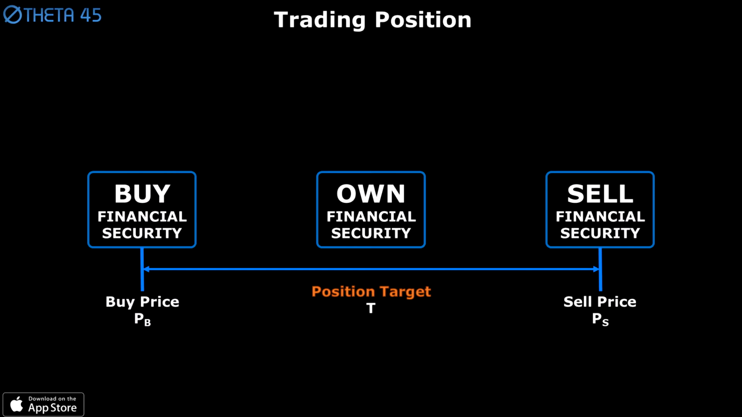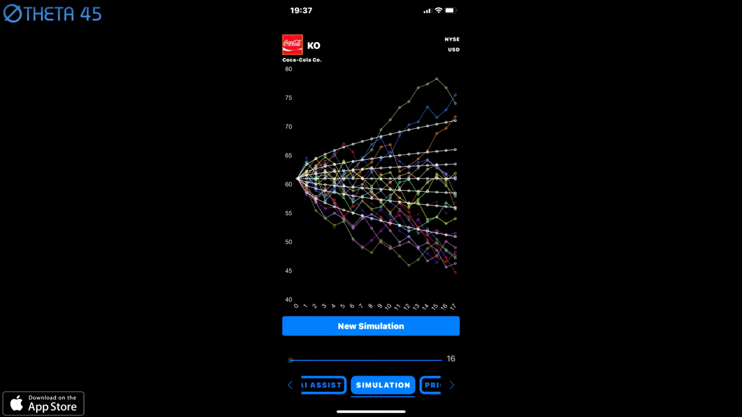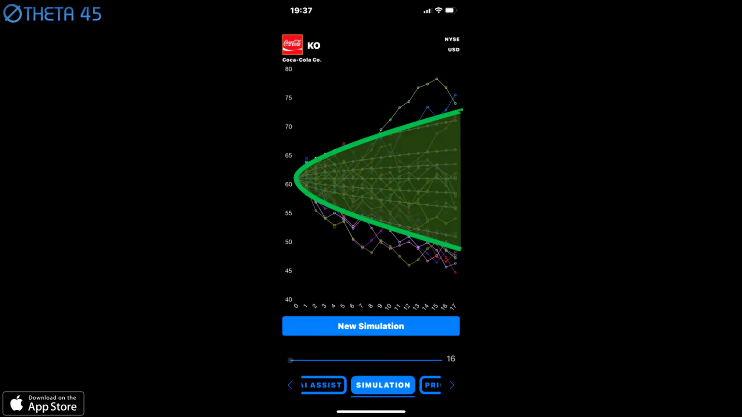The position target is the predetermined return you wish to make before you sell the financial security and close your position. The price of a financial security, such as a stock, tends to change in small increments every second when the market is open. And therefore, the larger you set the position target, the longer the position holding period you will need before you can sell.